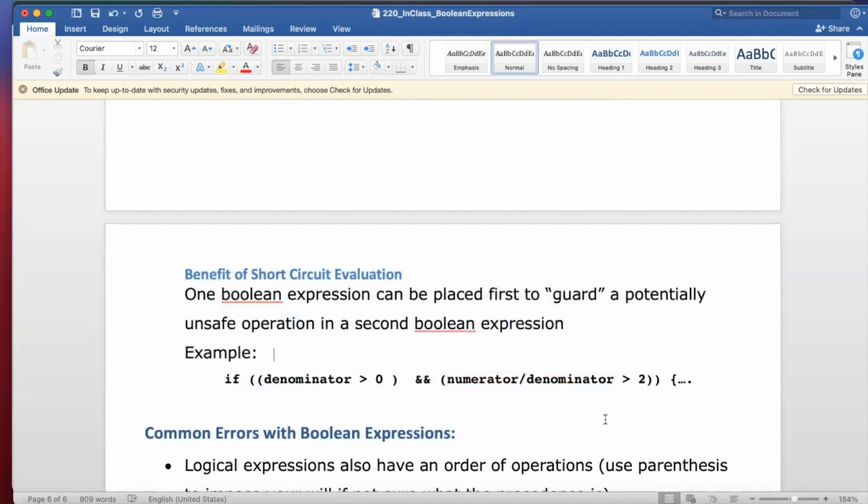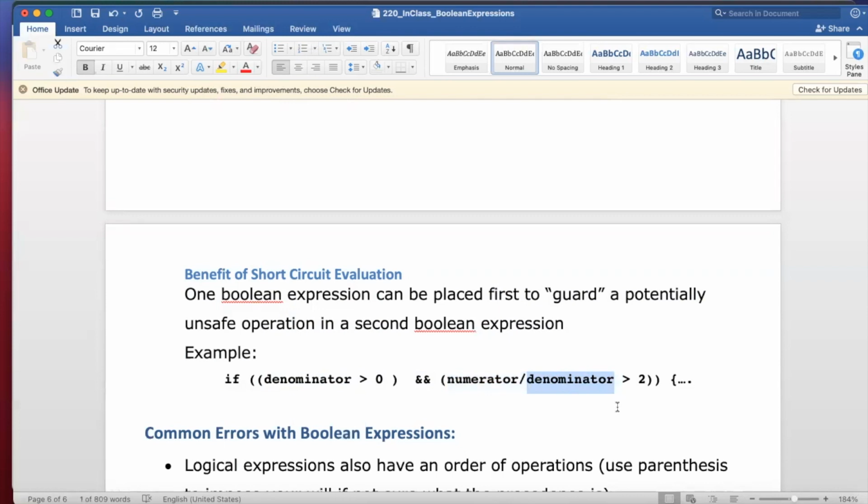One benefit of short circuit evaluation is that you can include a sub-expression to guard a potentially unsafe operation that occurs in a second Boolean expression. For example, suppose that you want to do something in your program if the result of a division operation is bigger than 2. And suppose the user is allowed to enter the numerator and denominator, or maybe the numerator and denominator are calculated elsewhere in your program. We know it's possible that the denominator could turn out to be 0.